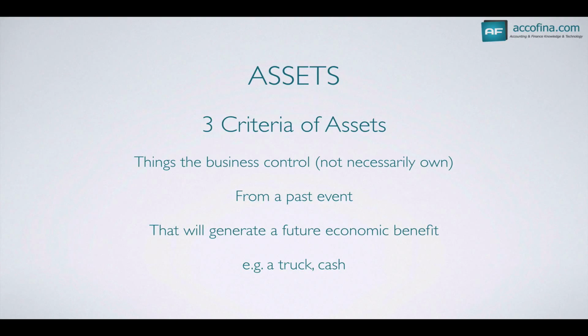And the examples we have here is a truck or cash. So the business controls the truck, the business controls the cash. From a past event, the truck was purchased a year ago, the cash was banked from a customer a month ago, and it will generate a future economic benefit. So the truck will deliver goods that will be sold at a later time, or cash will earn interest. So it meets all the criteria to be recognized on the balance sheet as an asset.